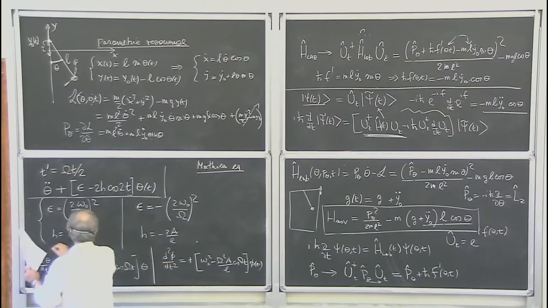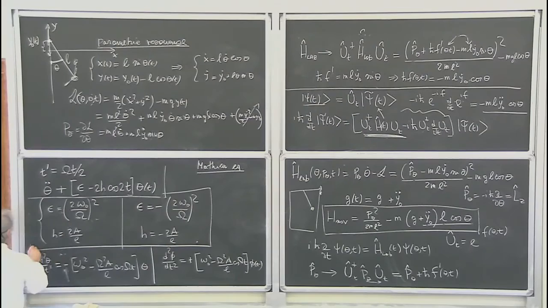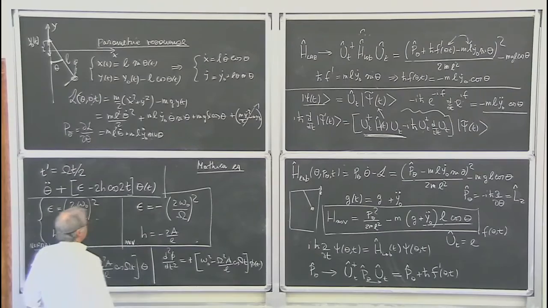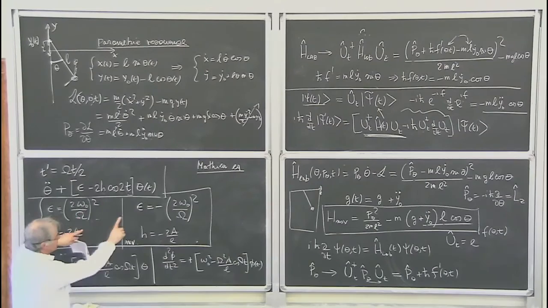So this is the Mathieu equation for the normal pendulum and for the inverted pendulum. Same equation in a regime of parameters, however, that are slightly different.